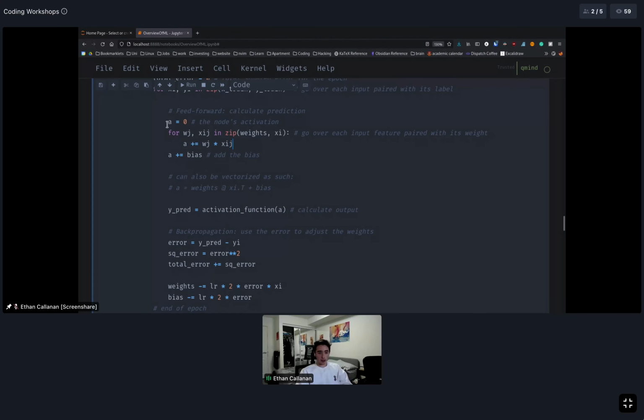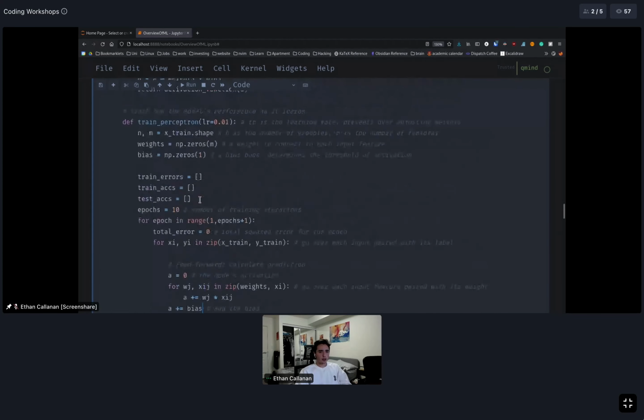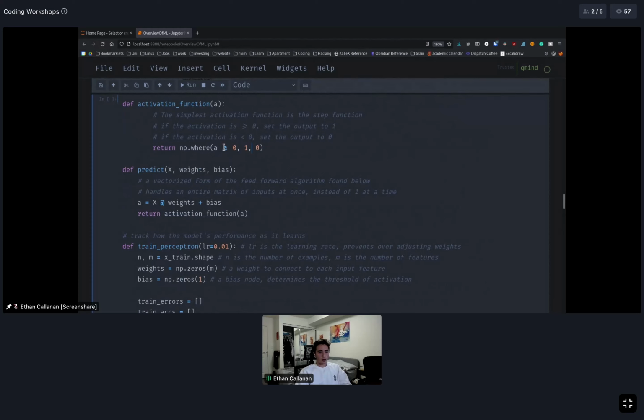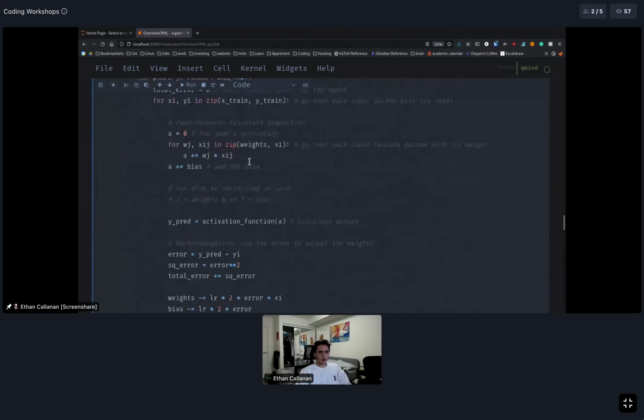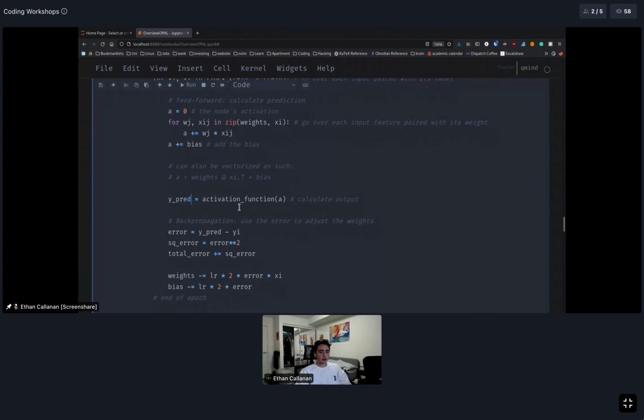So this is how we calculate our activation. And then we'll grab our prediction by calling the activation function. Here it's going to come up with a decimal number that's either greater than 0 or less than 0. It's going to send it back up to here. If it's greater than or equal to 0, it's going to be 1. If it's less than 0, it's going to be a 0. And so that gets our predicted class.